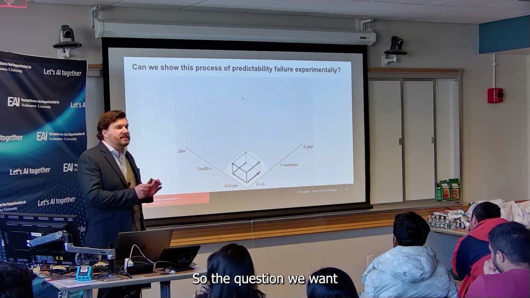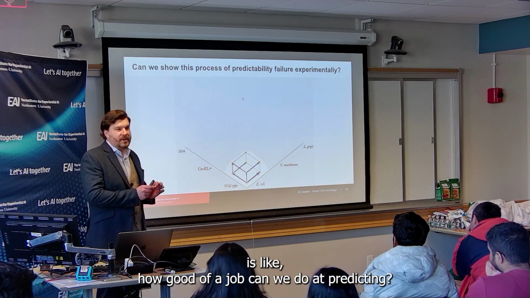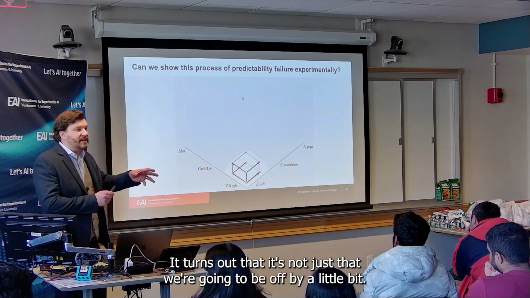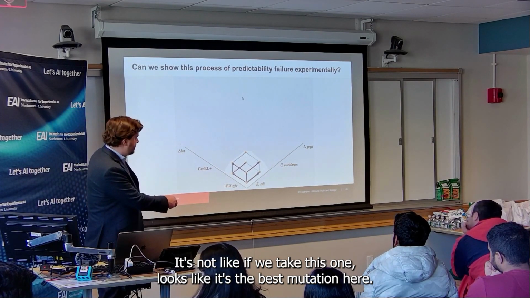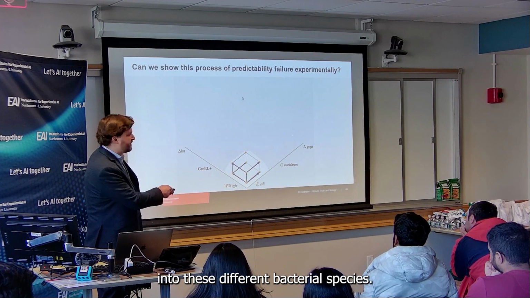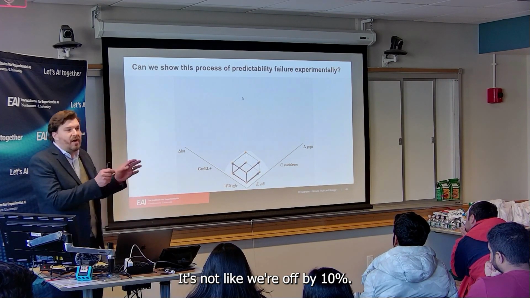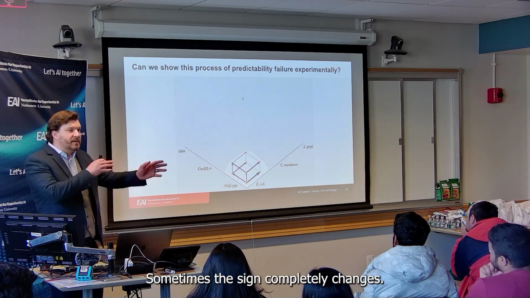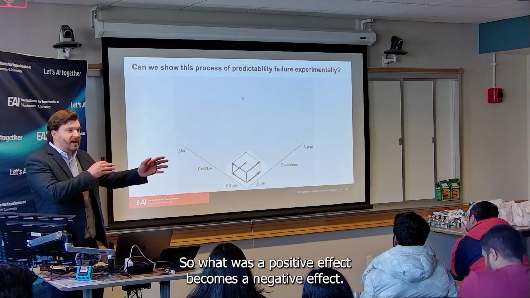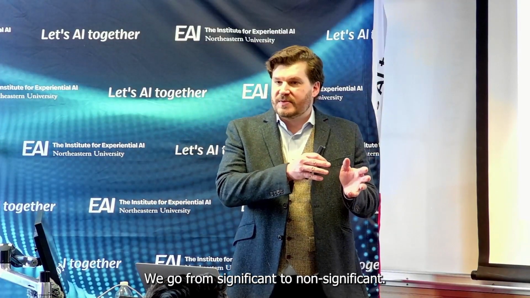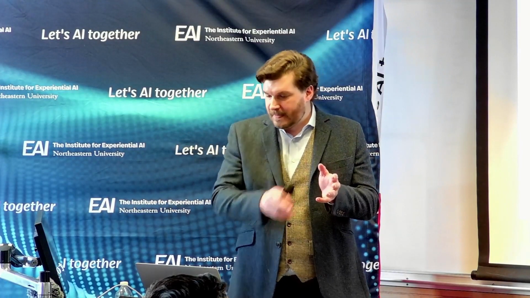So the question we want is like, how good of a job could we do at predicting? It turns out that it's not just that we're going to be off by a little bit. It's not like if we take this one, which looks like it's the best mutation here, so I'm going to engineer this mutation into these different environments and into these different bacterial species, it's not like we're off by 10%. It grows a little bit slower, it grows a little bit faster. Sometimes the sign completely changes, so what was a positive effect becomes a negative effect. The magnitude shifts wildly. We go from significant to non-significant.